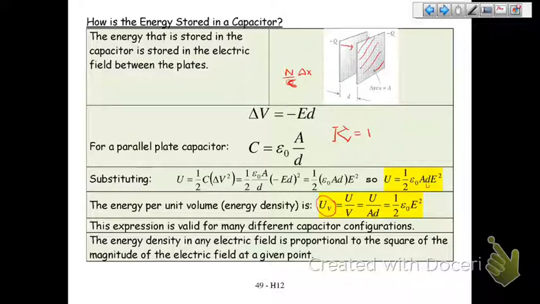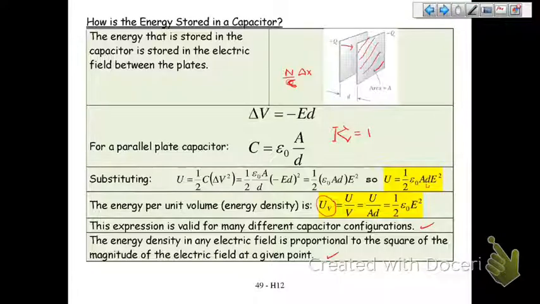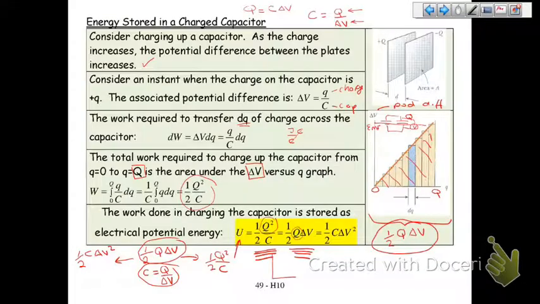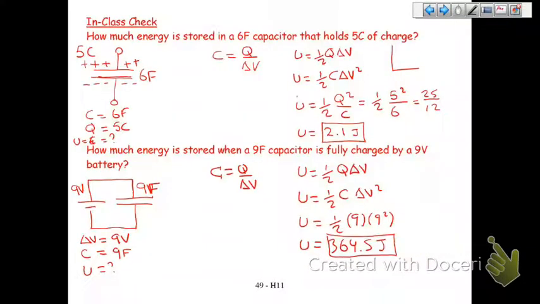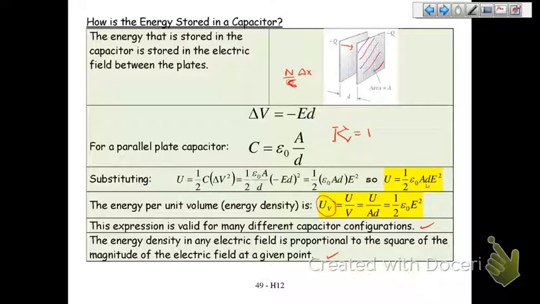This expression is valid for many different capacitor configurations. The energy density in any electric field is proportional to the square of the magnitude of the electric field at a given point. Oops, and there we have it. Of those two, I clearly care about the amount of energy stored a bit more than the energy that could be stored in the electric field. But, you know, it's quite accessible. That second bit is quite accessible. So let's stop.